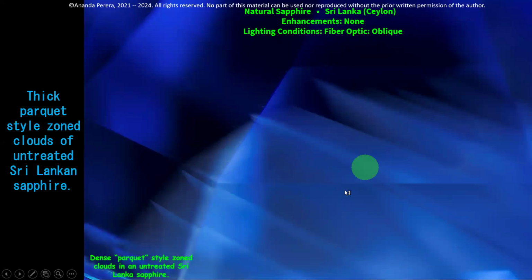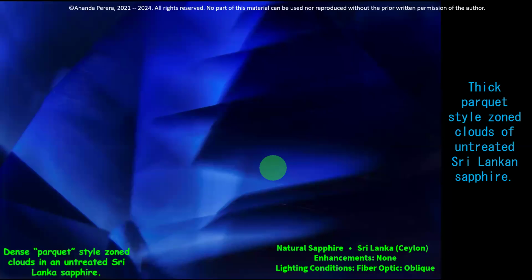If you can see this inside the stone, it shows us it is a natural untreated sapphire. So you can remember this very well. Remember this when you see it, it is like parquet flow. Parquet style zone clouds are there. So it is giving the evidence to us it is not treated. It is natural blue sapphire. We are moving to next.